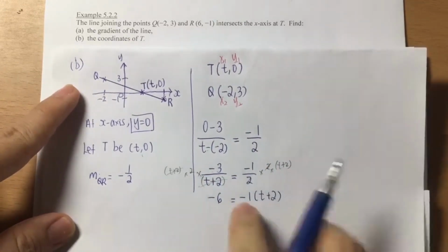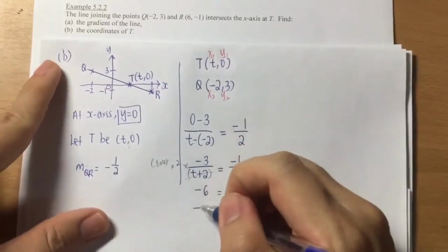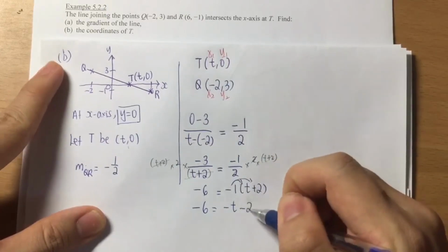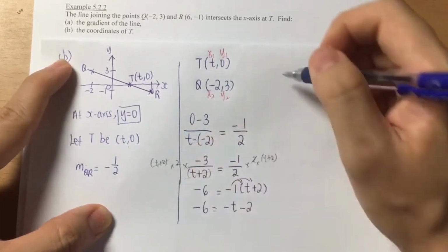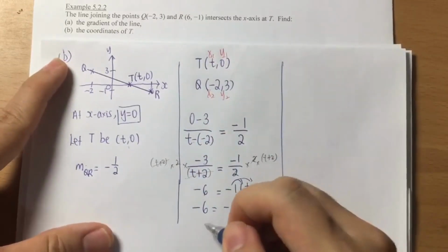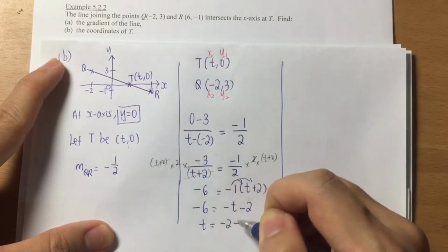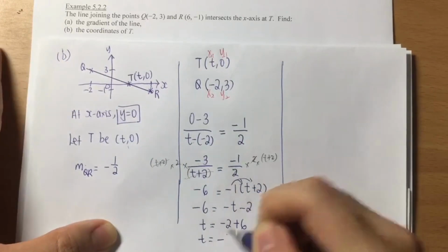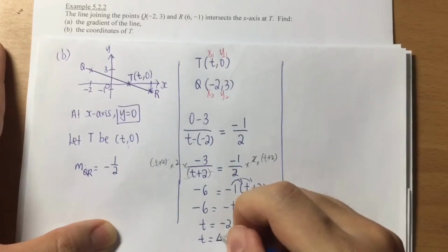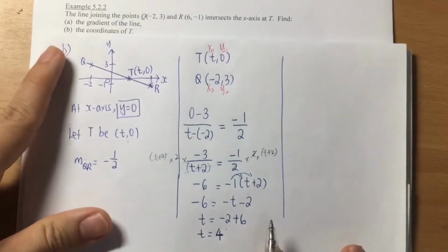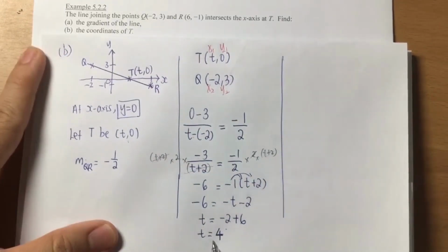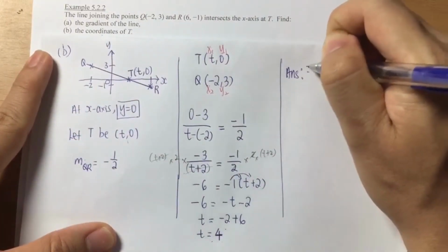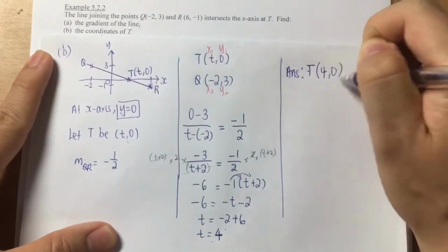So, just do your algebra. -6 equals -1t and -2. If you do your algebraic manipulation nicely, you should be able to get t equals -2 plus 6. So final answer coming up soon. t equals 4. And this is not what they want. We don't leave our answer like this. They want coordinates of t. So final answer, t bracket 4, 0.